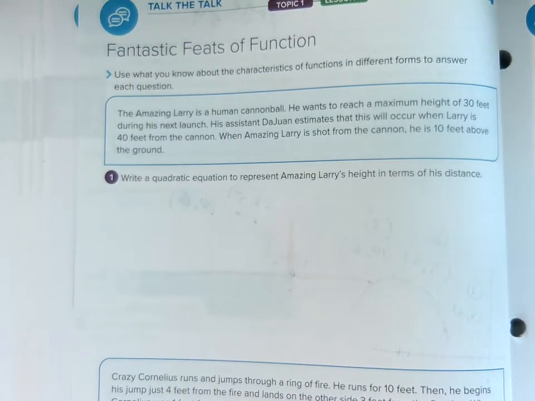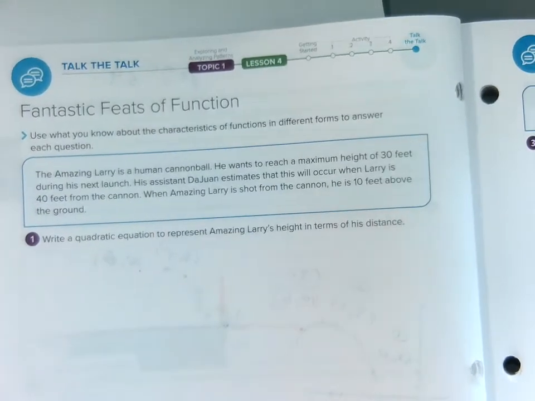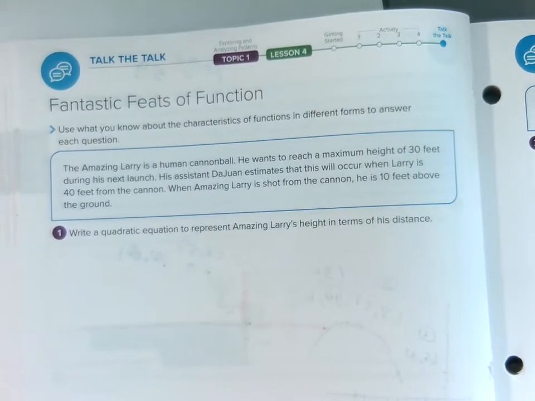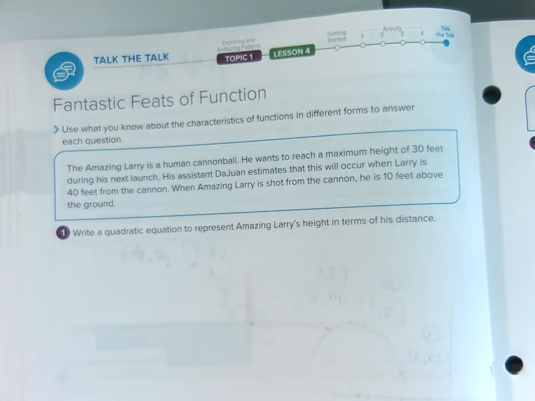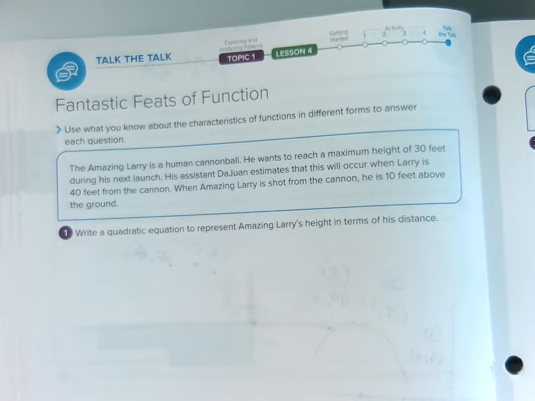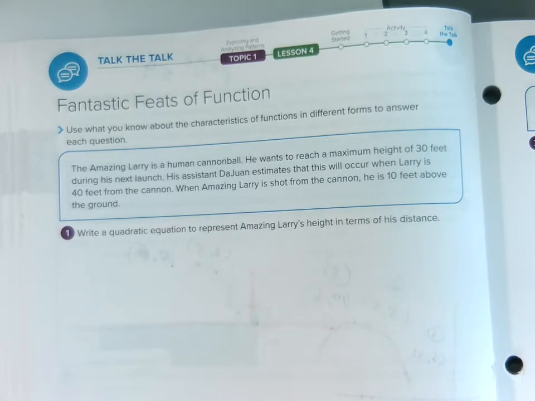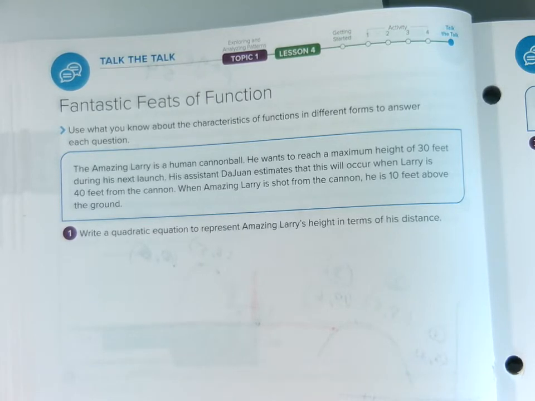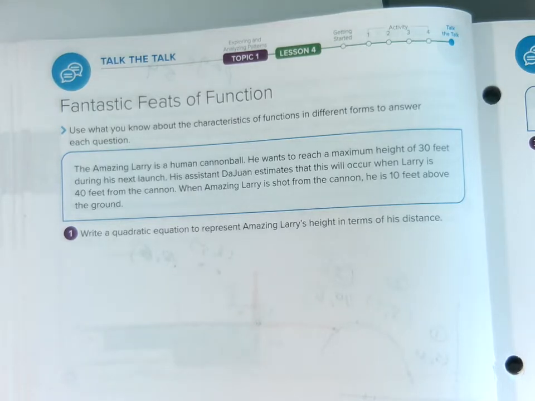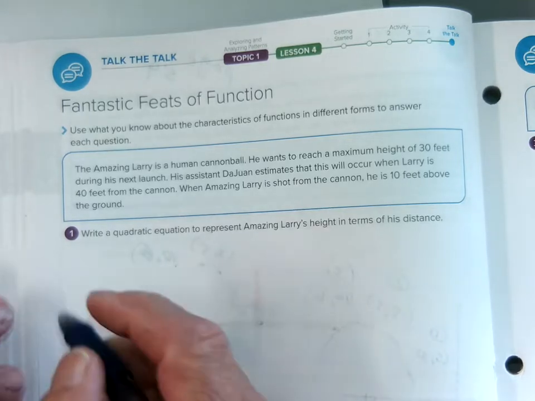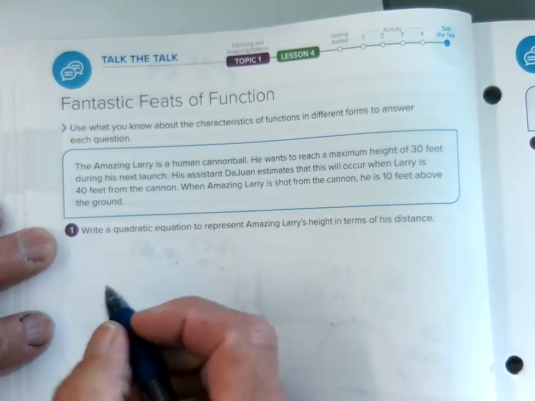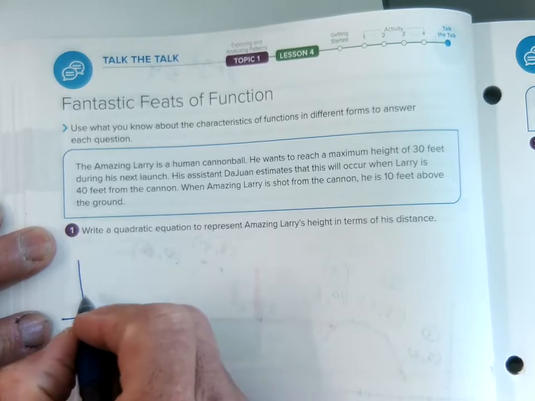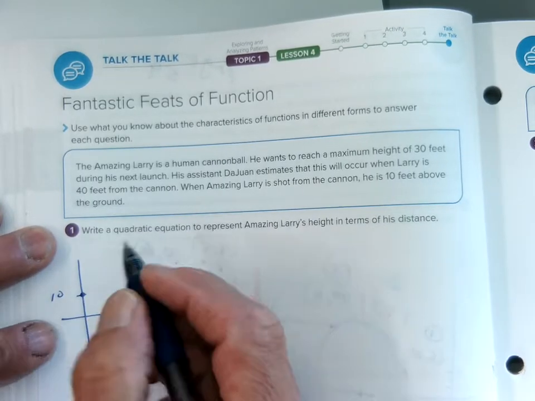Okay, so the next problem is slightly different, because we have the amazing Larry, a human cannonball. He wants to reach a maximum height of 30 feet during his next launch. His assistant, Juan, estimates that this will occur when Larry is 40 feet from the cannon. When amazing Larry is shot from the cannon, he is 10 feet above the ground. Okay, so let's see if we can draw a picture of that. He's going to be shot, so he starts here at 10 feet, right?